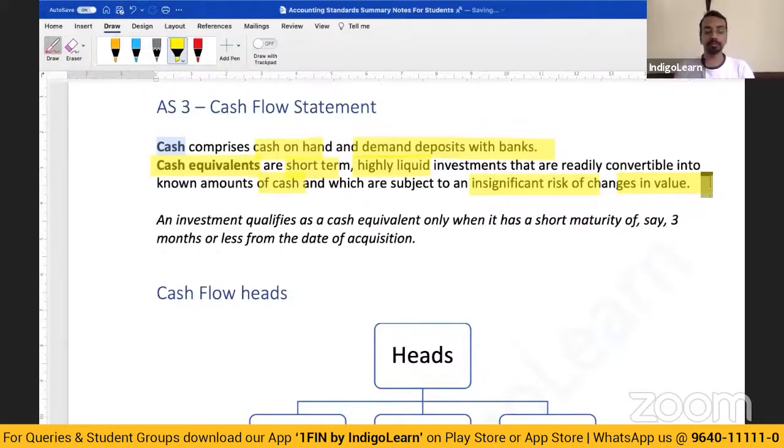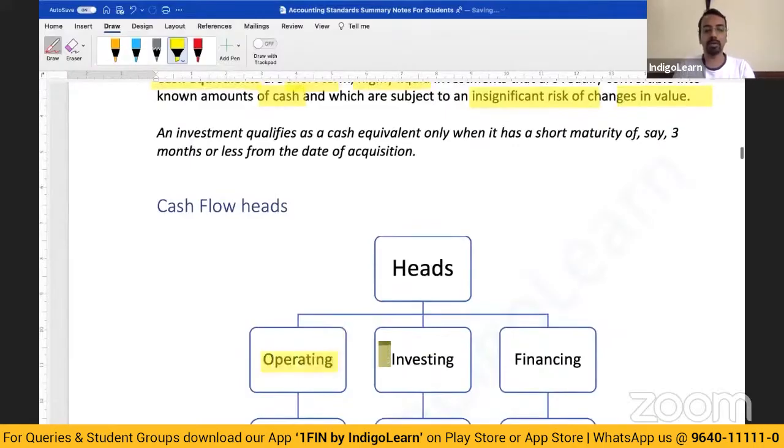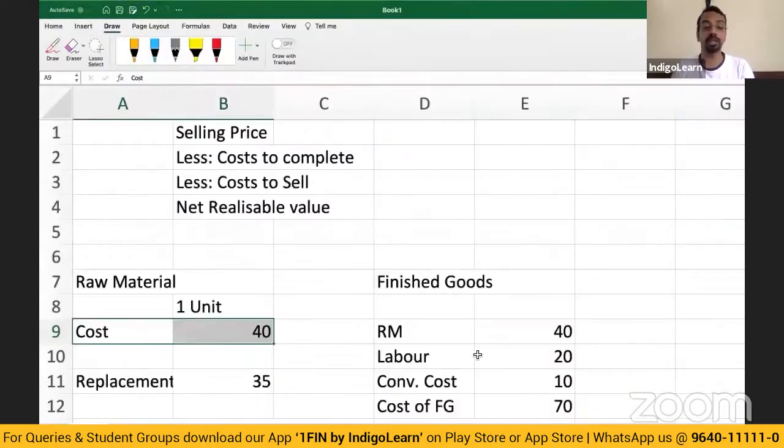Okay. Now, all of us would be knowing this. Cash flow has 3 heads: operating, investing, financing. But sometimes students get difficulty in classifying what is operating, what is investing, what is financing. I'll give a very simple technique which will solve 90 to 95% of your classification related problems.